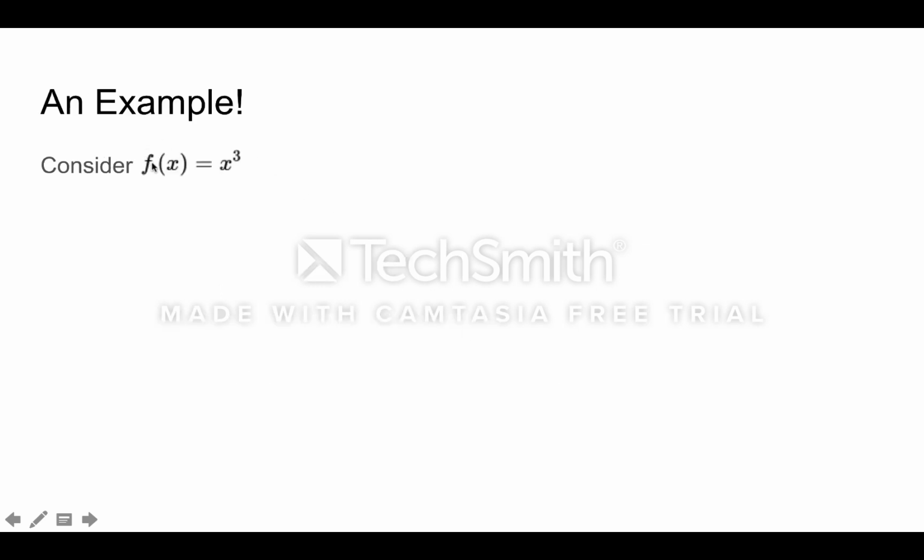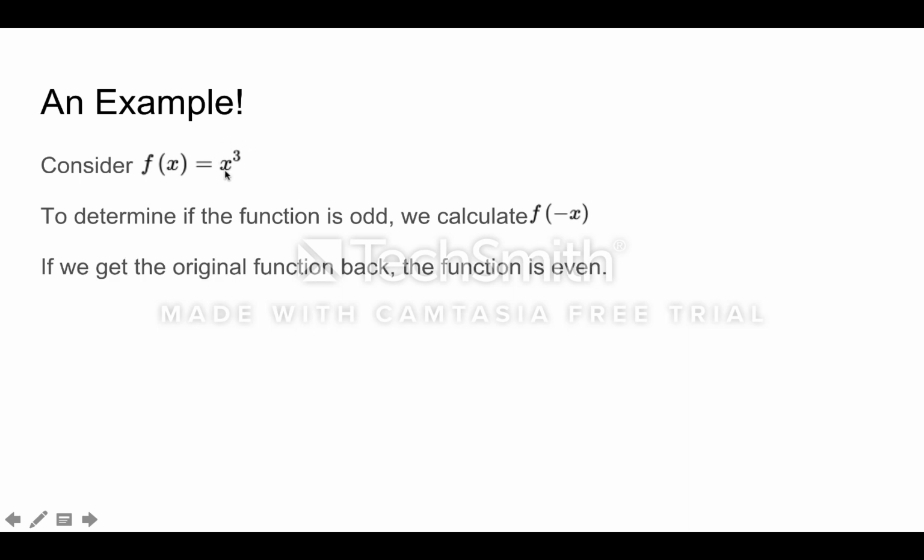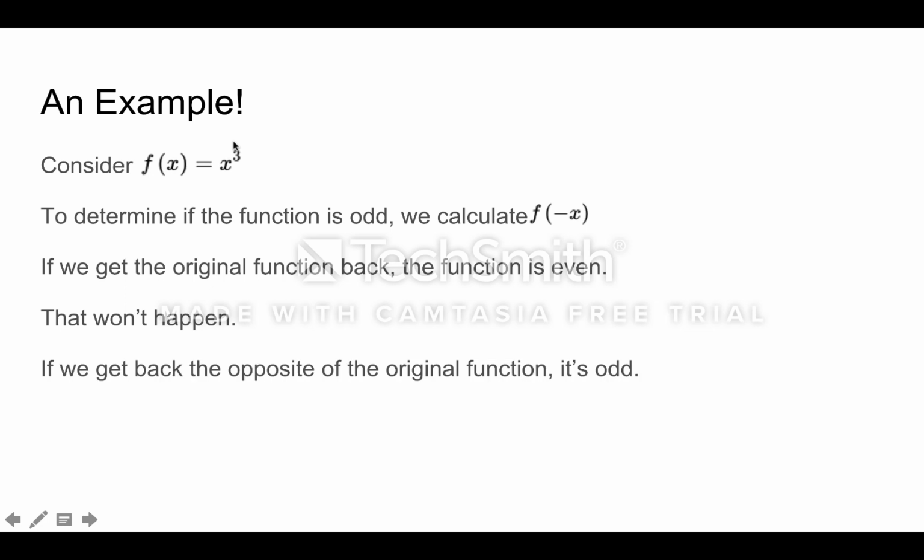Let's consider y equals x cubed. Check and see if it's odd. So we plug in a negative x, replace all the x's with a negative x. If we get back the original, if nothing changes, we would have an even function. That's not going to happen here because I wrote this problem and I know it's not even. That's not what we're checking for now. We're checking for the oddness though. If we get the opposite of this back, we have an odd function.